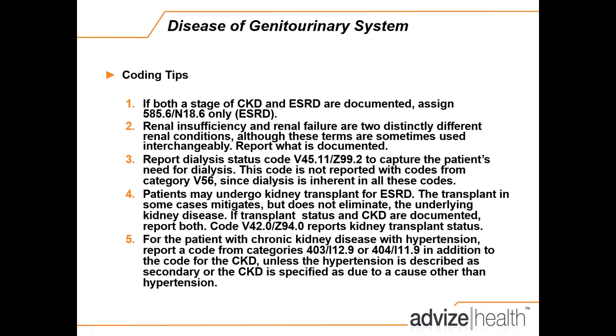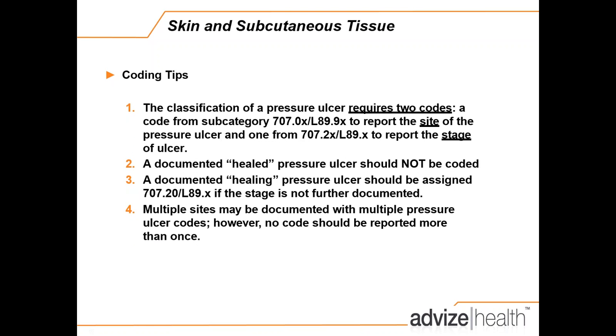So keep that in mind as well if you have patients that have a kidney transplant. If the kidney transplant status and CKD are documented, you want to record both. For patients with chronic kidney disease and hypertension, report a code from category I12.9 or I11 in addition to the code for the CKD, unless the hypertension is described as secondary, or the CKD is specified as due to a cause other than hypertension.